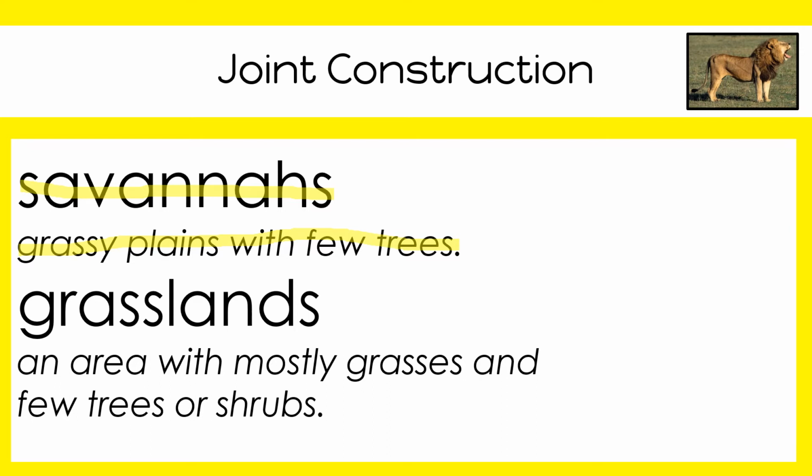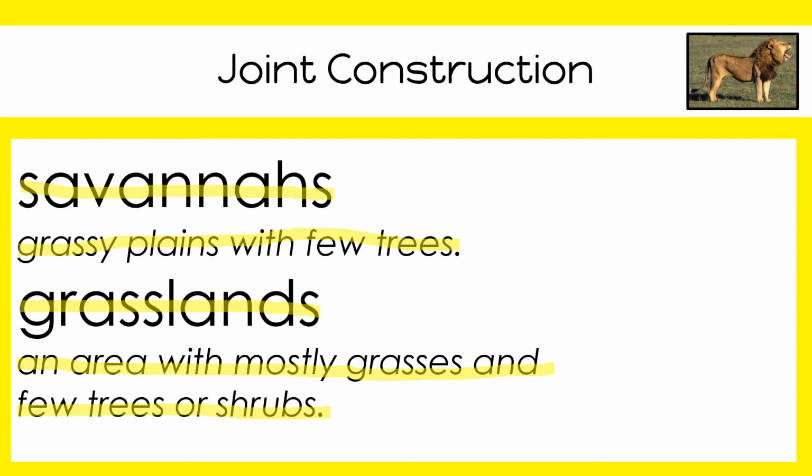So a savanna is a grassy plain, which is like a flat part of land that has few trees on it. So there are not many trees in a savanna. Let's go to the next one. Grasslands, and the meaning is an area with mostly grasses and few trees or shrubs. So very similar to savannas. A grassland is an area that has mostly grasses on it and not many trees or shrubs on it.